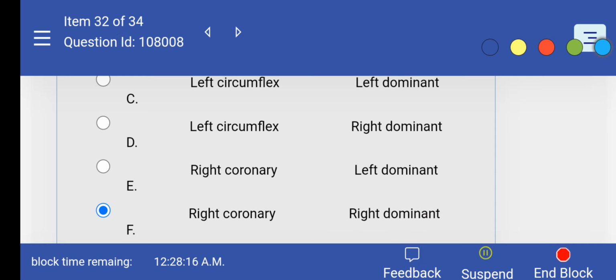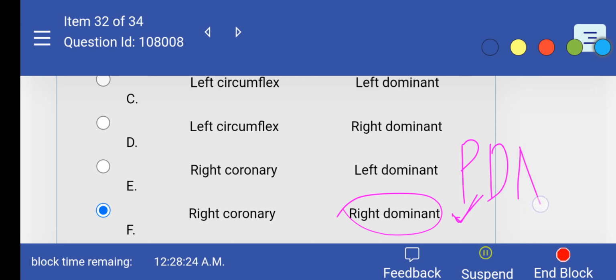No, this couldn't be the right dominant, because if it were right dominant, then it would supply the PDA, and the PDA is involving the inferior, the posterior aspect of the left ventricle. But they are saying the left ventricle is good, is normal, so it couldn't be this option, right?